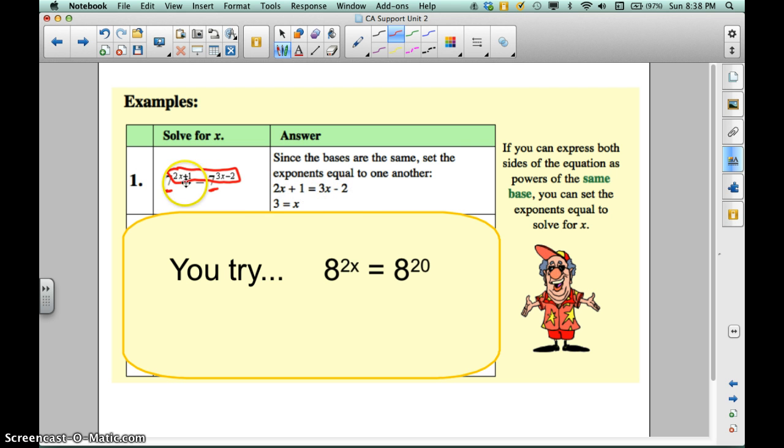The 2x plus 1 equals the 3x minus 2. And here's my equation. You solve this equation using the normal steps for solving linear equations, and you get 3 is equal to x, or x equals 3. I want you to pause the video and try this one on your own.